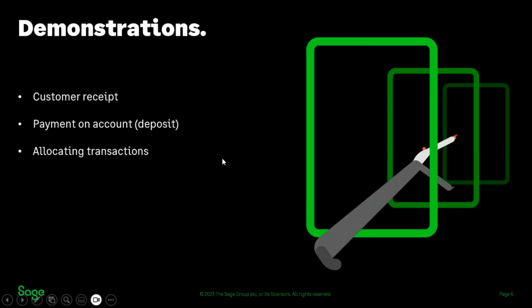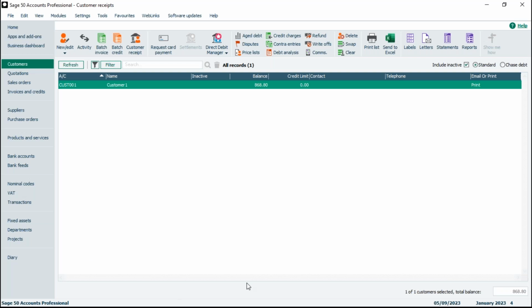Okay, so we're going to just go straight on to demonstrations of showing you that customer receipt, the payment on account, and allocating those transactions. So we're just going to pop into my data set, which I've created here. And it's a very small data set. I've tried to keep it nice and clean, so it's really easy to show what we're demonstrating today.